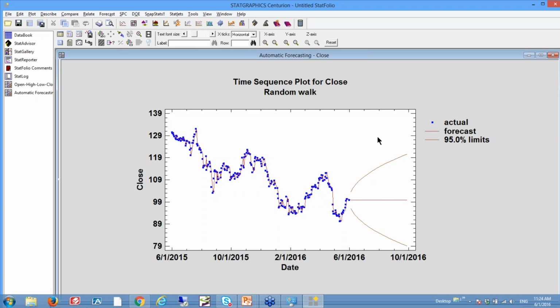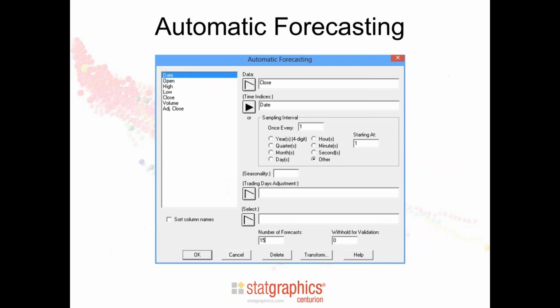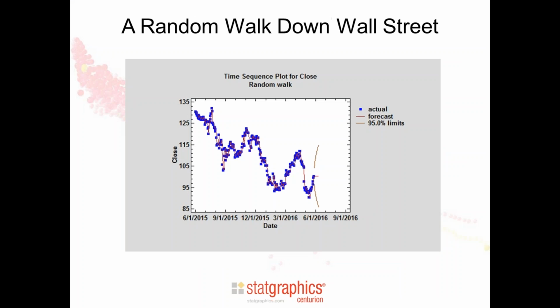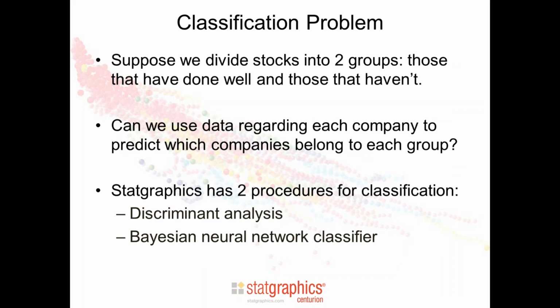So in terms of automatic forecasting, ARIMA models and the rest of that, unfortunately they don't seem to be too useful for forecasting what's going to happen in the stock market. All right, well, let's take a different approach then. Let's go back to our PowerPoint slides and, since the automatic forecasting approach didn't work too well, try doing some classification.